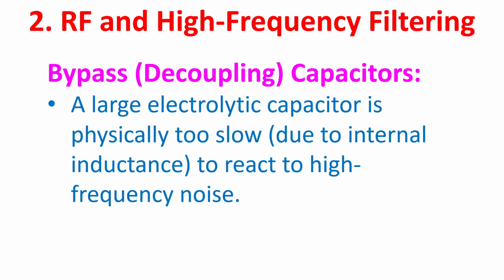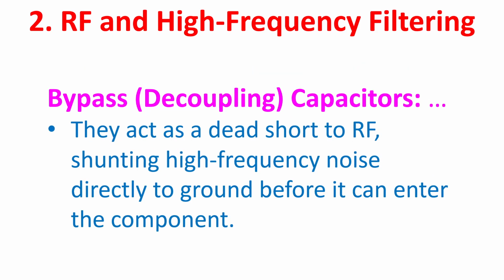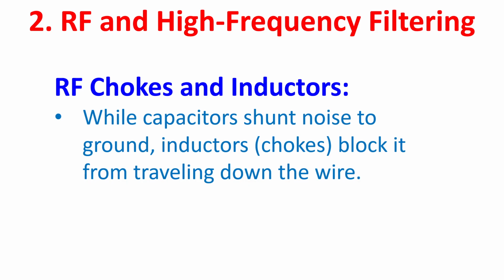Bypass or decoupling capacitors. A large electrolytic capacitor is physically too slow, due to internal inductance, to react to high frequency noise. Therefore, smaller ceramic capacitors, typically 0.1 or 0.01 microfarad, are placed as close to the power pins of active components as possible. They act as a dead short to RF, shunting high frequency noise directly to ground before it can enter the component. RF chokes and inductors.